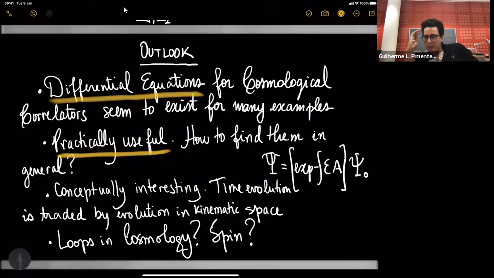It's also conceptually cool because somehow time evolution and locality are all encoded in the structure of this matrix A. And of course, this machinery was developed for loops in flat space, so can it be applied also to loops in cosmology, or for spinning particles and so on? So I think these are all fascinating questions, and I'll finish here. I'm happy to take questions.